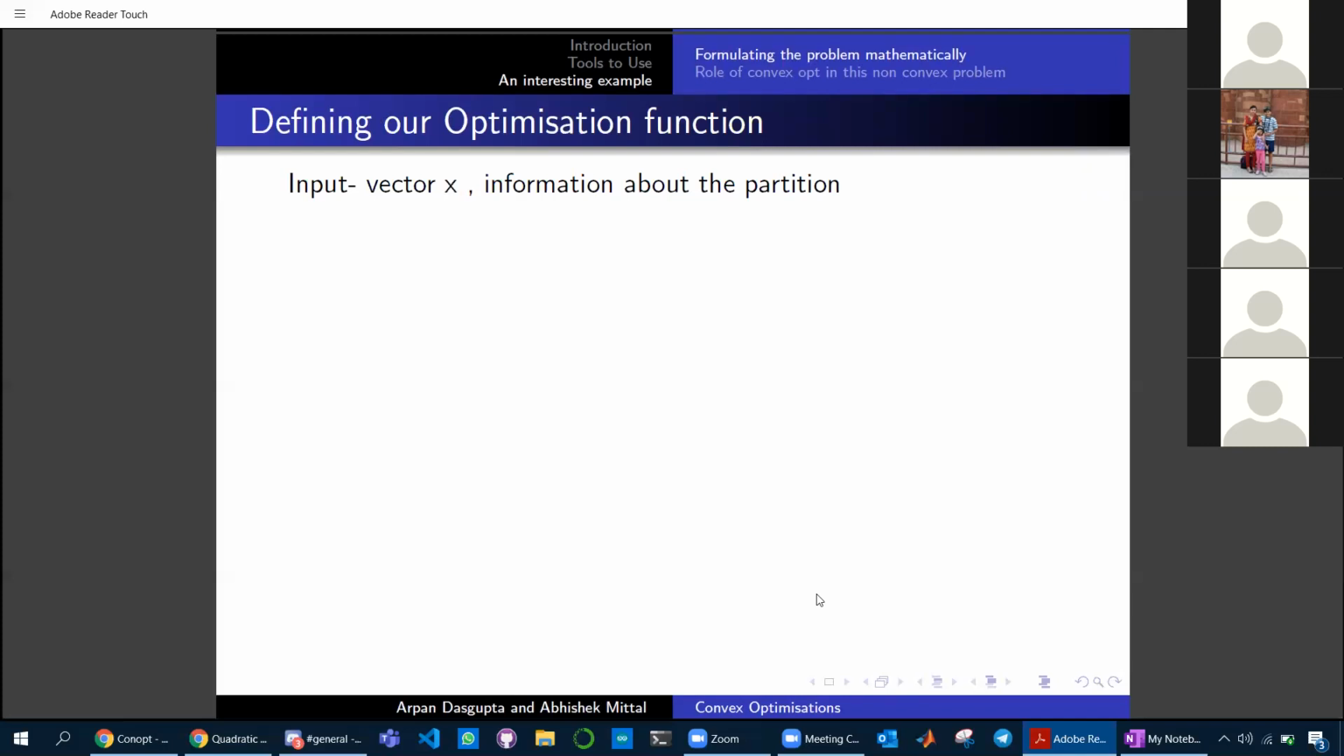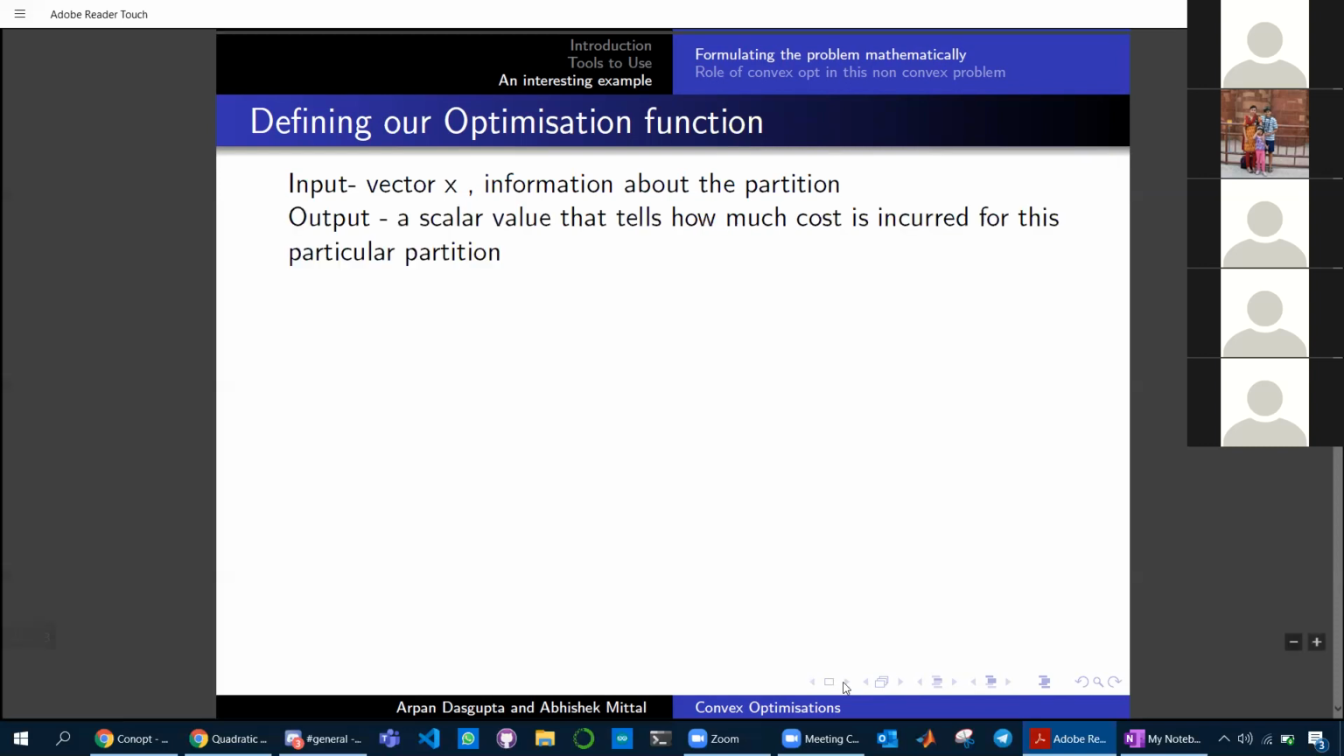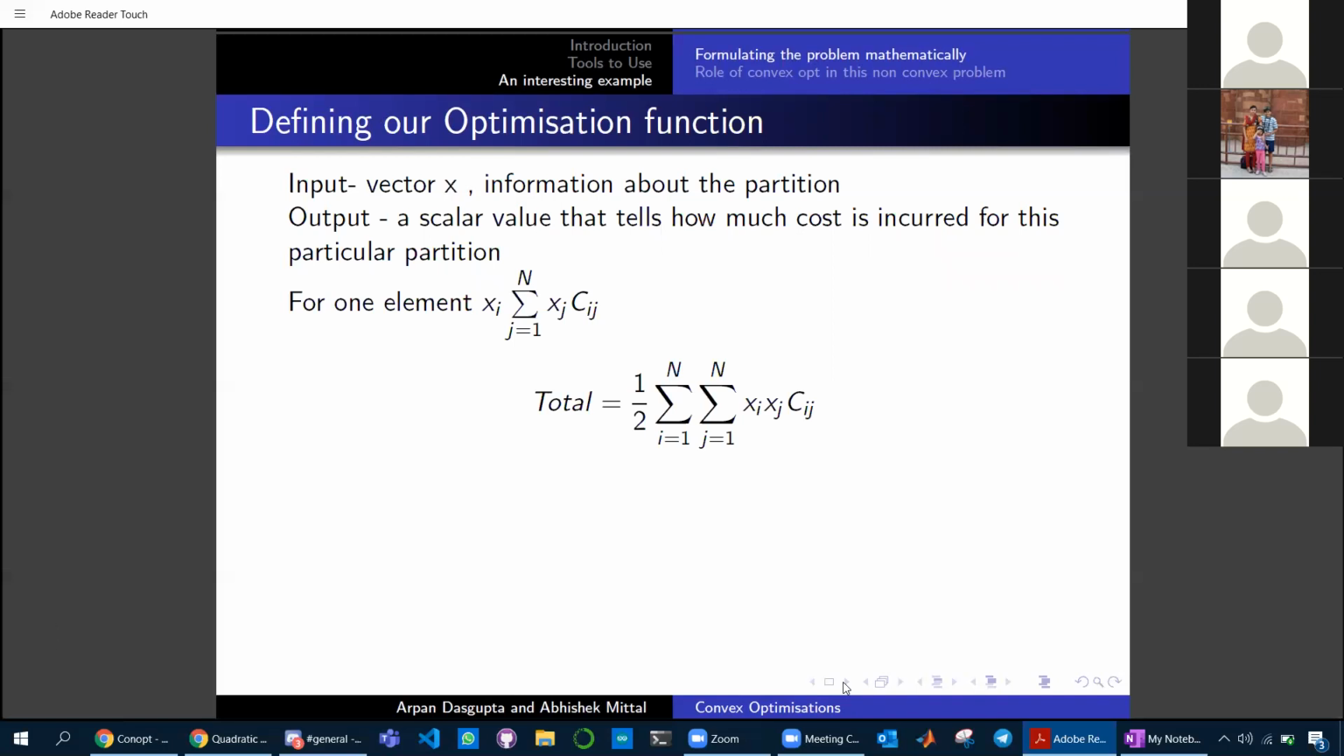Our objective function's input would be a vector x, which contains the information about how the elements have been divided into groups, and our output would be a scalar value that tells us how much cost is incurred for this particular partition. Let us try to calculate that, if we are given this vector x, how will we calculate the cost that is incurred? For one element, we can write the cost incurred as xi times the summation from 1 to n of xj times cij.